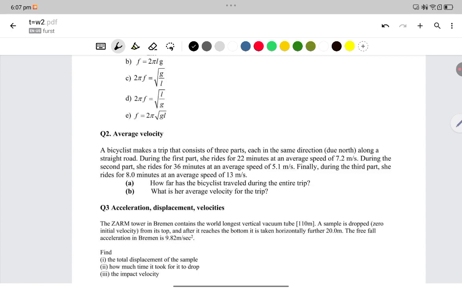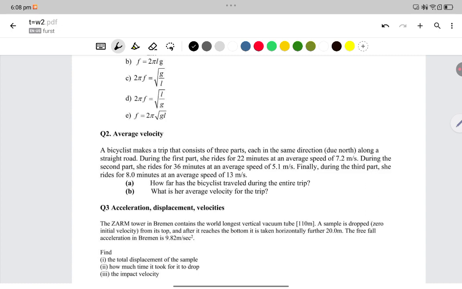Well, you have to convert first the minutes to seconds, and then you multiply that by the speed, right? So she traveled at 7.2 meters per second for 22 minutes. So that's the first part. And the second part is 36 minutes at 5.1 meters a second. And the third part is 8 minutes at 30 meters per second. And you add those all up for the total distance.